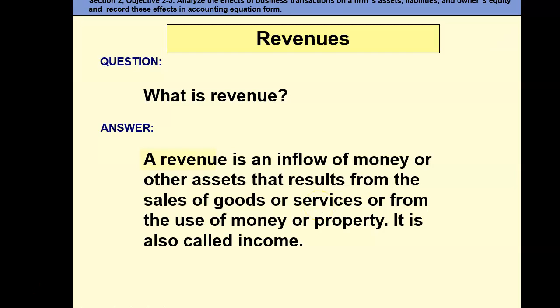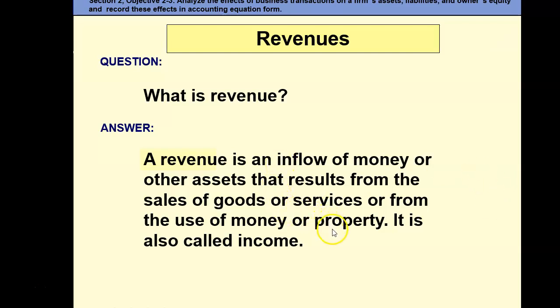I want you to think about your place of employment. How does your employer earn revenue? Do they provide a service? Do they sell a product? Or it could be a combination of the two. You can also earn revenue from the actual use of money or property. So when you put your money into the bank and you earn interest, you're earning what's known as interest revenue.